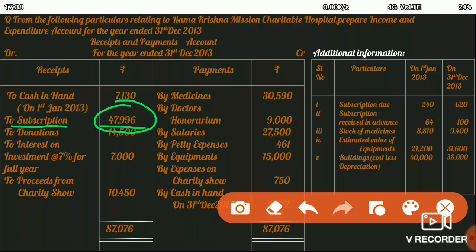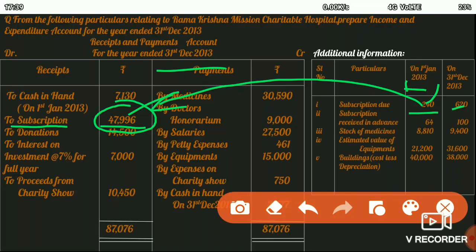Then we will see the additional information. They have given the opening, that is 240. Opening is the last year's closing. That means last year's outstanding there was 240. If no information is provided, then we assume that this is received in 2013. This is in the current year it is received. So it must be present in this cash of 47,996. So we are going to subtract this, because this is the amount of the previous year, which is present in this 47,996.